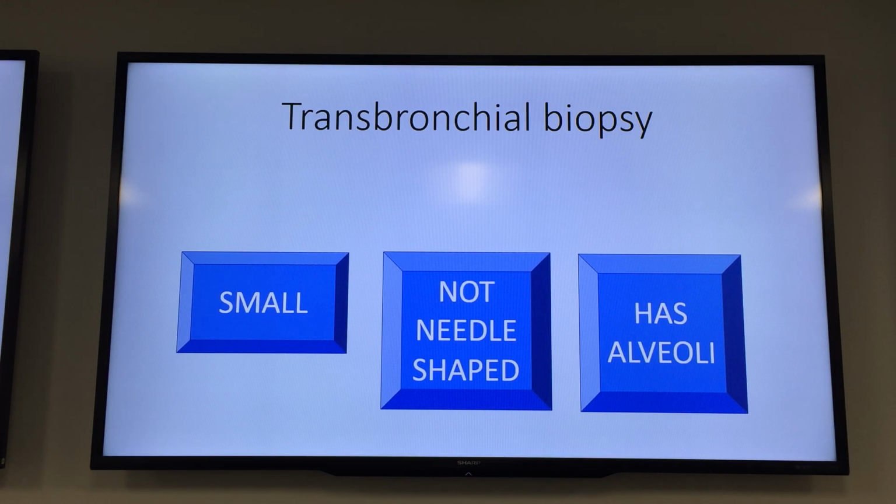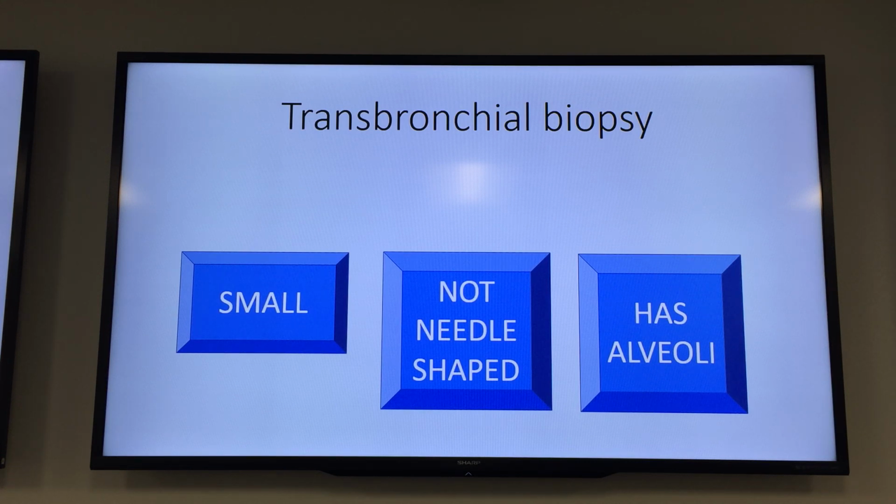If it does not have alveoli, what kind of biopsy would it be? Endobronchial. So the difference between transbronch and endobronch is, if you're going through a bronchus, let's say this room is a bronchus and I'm the scope, so I'm going in there through the bronchus. Where are the alveoli?